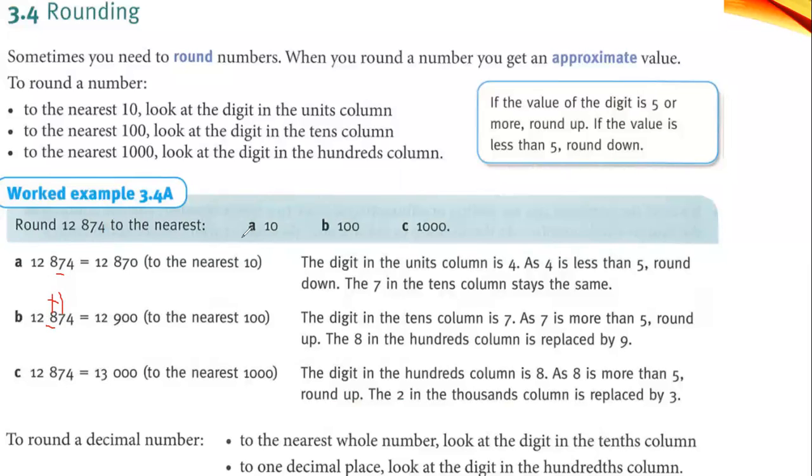12,900. Now he's talking about 1000. So 1000 means we are just checking this number, 12. Before 12, it's more than 4, yes, so we add 1. So 1 plus 2, 3. So we write here 13,000. I hope you understand. It's so easy.